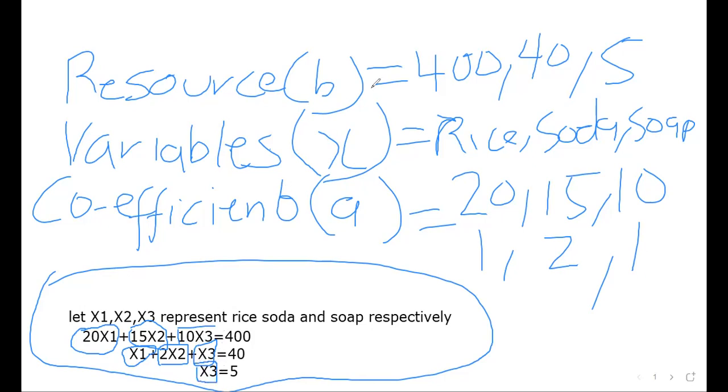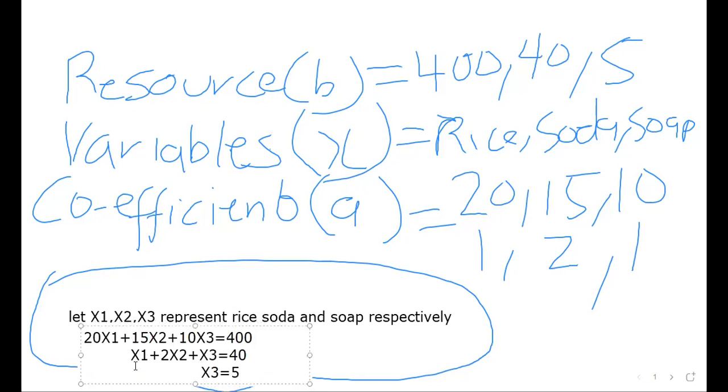So in this case, we can make here 0 x1 plus 0 x2 plus, so you see.